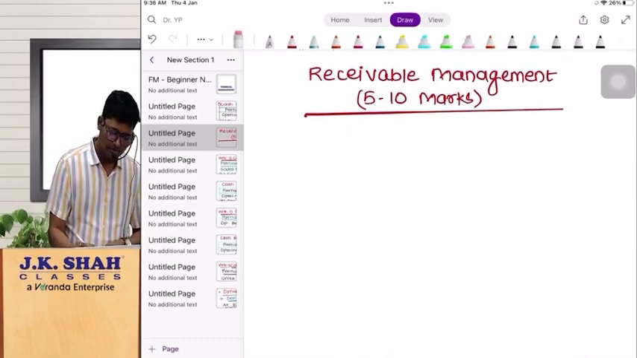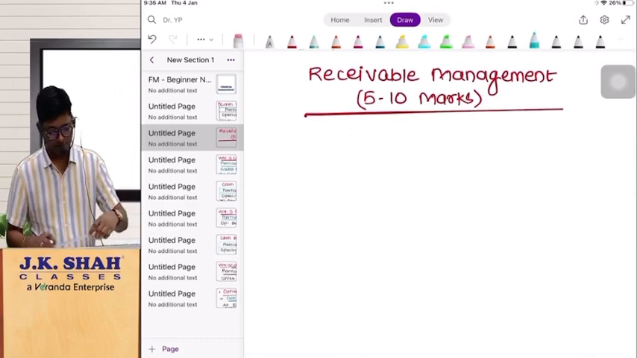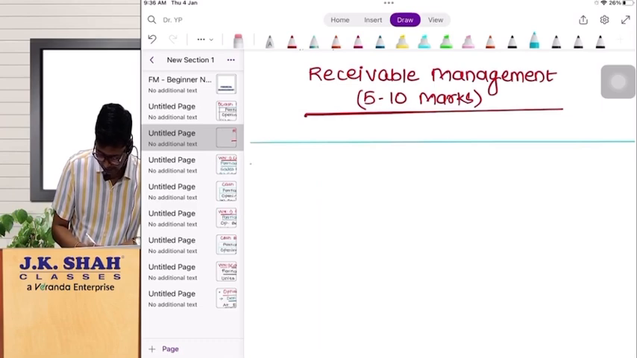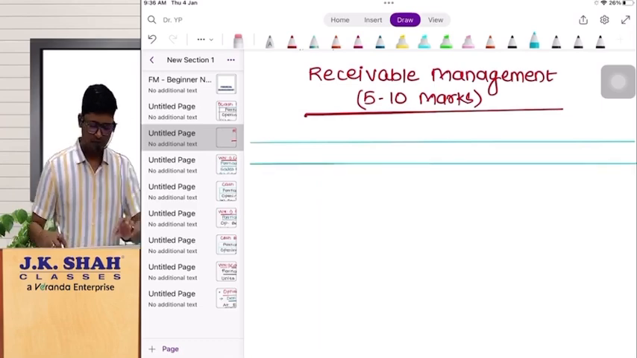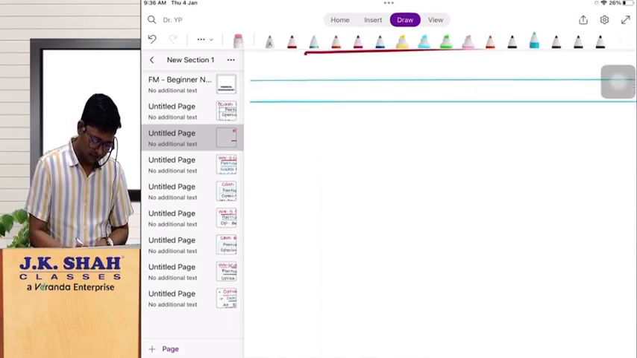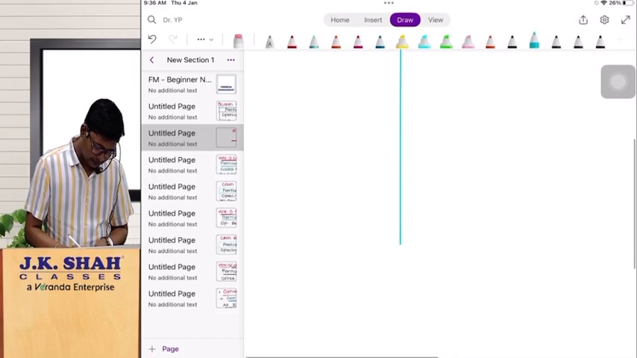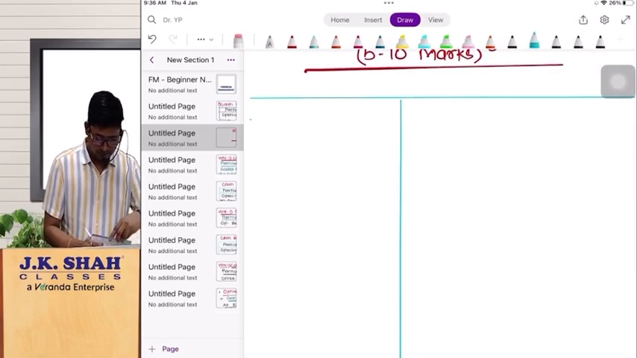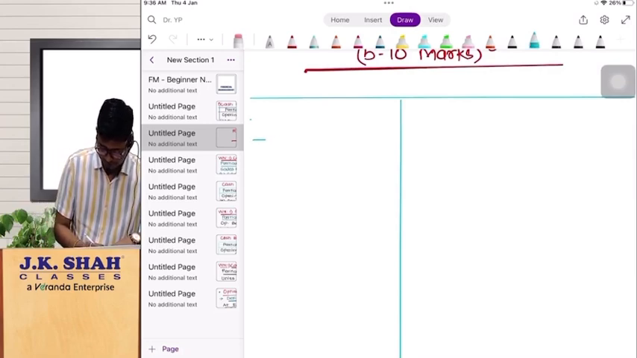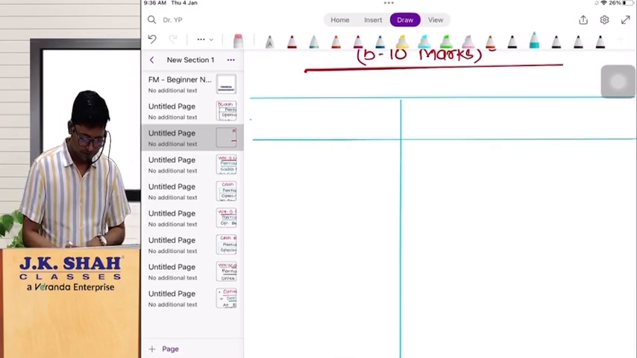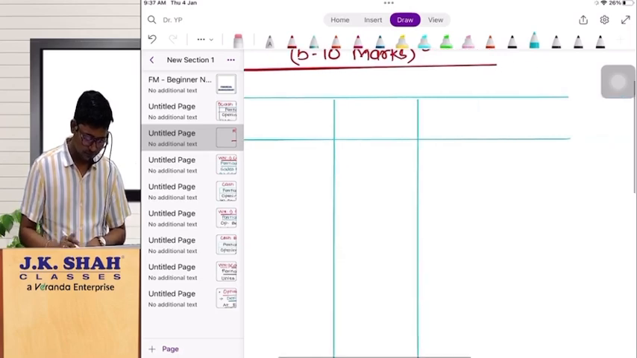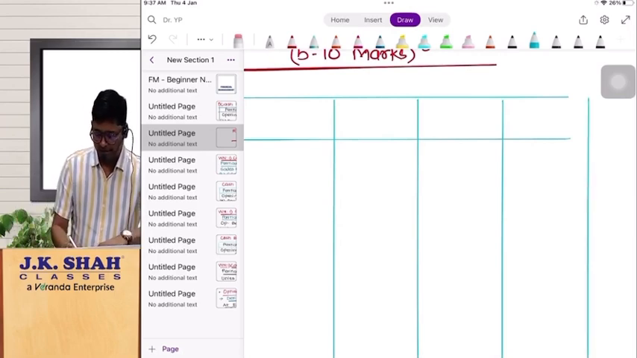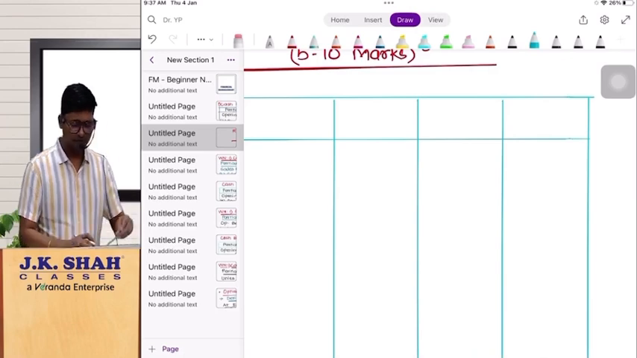The main objective of this chapter is to maximize the overall profits of the company by offering them various discounts, comma, extended credit periods, etc.